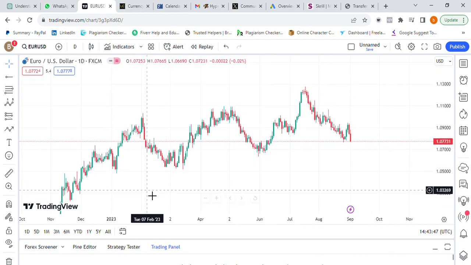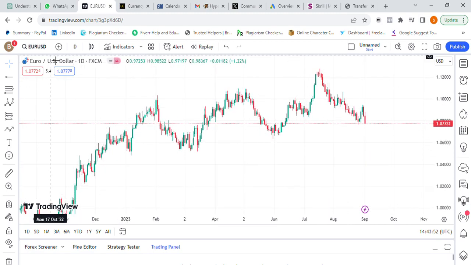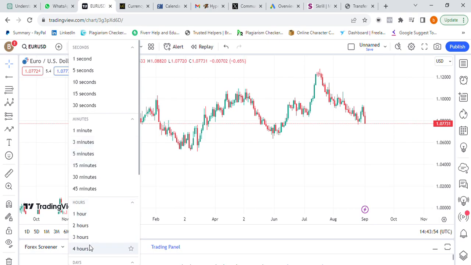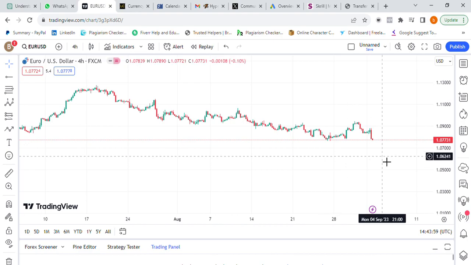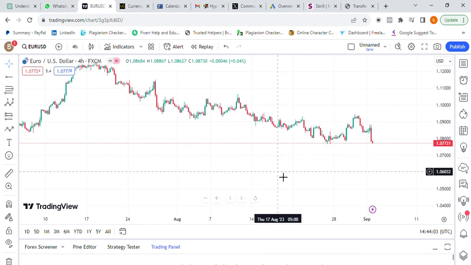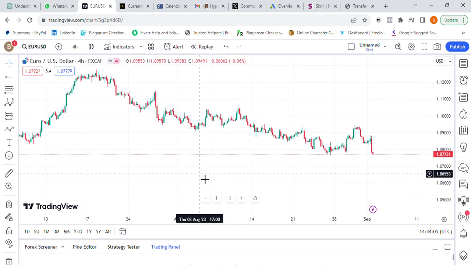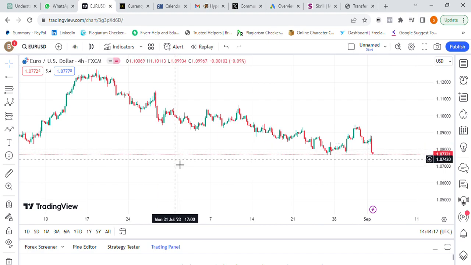You can see in the daily time frame, it looks like the market is in an uptrend, but in the 4-hour time frame, the market is showing a downtrend. So look at it here, downtrend. If we are going to use this as a swing trade, you have to use a higher time frame. If you're going to use it as a scalping strategy, you have to use a shorter time frame, maybe 15 minutes, 30 minutes, and 1 hour. But I will be using the 4-hour and daily time frame for this strategy.